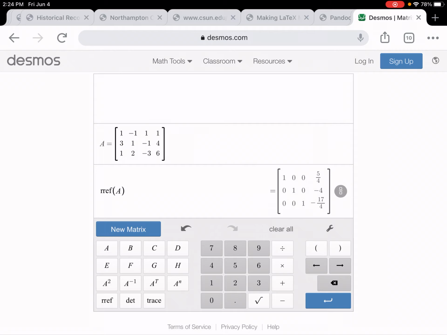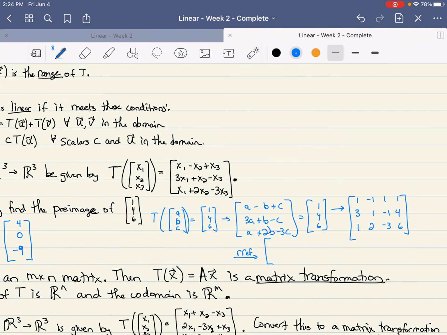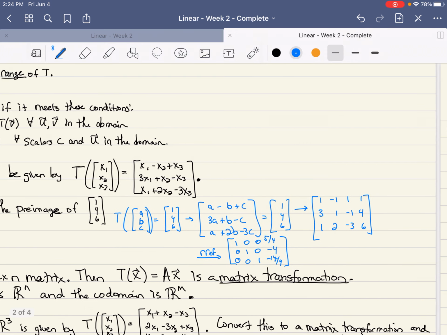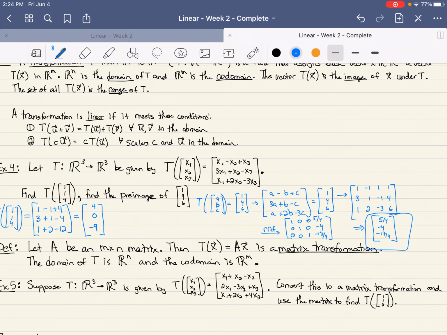A is 5/4, B is negative 4, and C is negative 17/4. So we would get 0, 0, 1, 0, 0, 0, 1. I think this was that. And 5/4. So our vector is going to be 5/4, negative 4, negative 17/4. And that would be our answer for that question. So that's our pre-image.